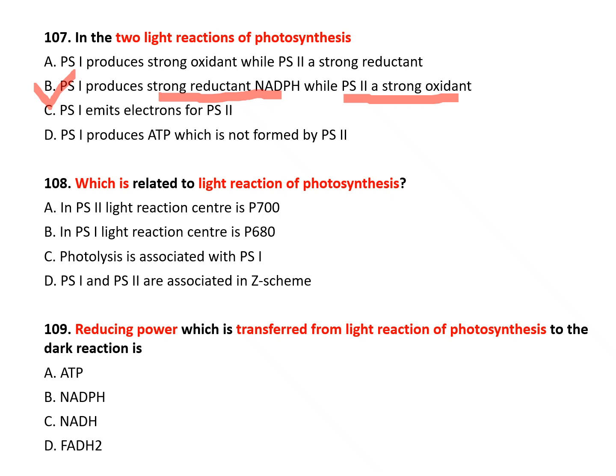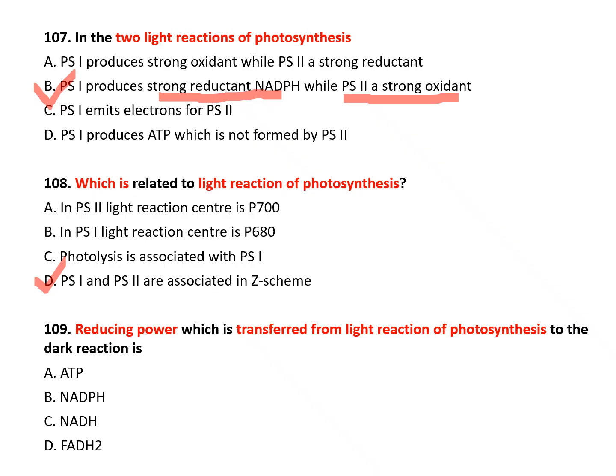The next question, number 108. Which is related to light reaction of photosynthesis? Option A, in PS2 light reaction center is P700. Option B, in PS1 light reaction center is P680. Option C, photolysis is associated with PS1. Option D, PS1 and PS2 are associated with Z scheme. The correct answer is option D. Both PS1 and PS2 are associated in a Z scheme or non-cyclic photophosphorylation.